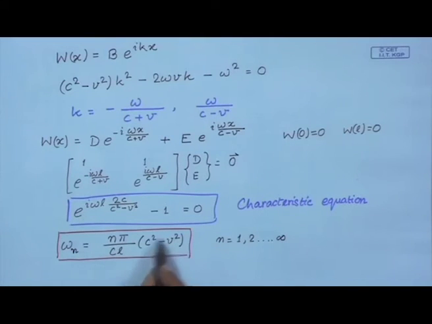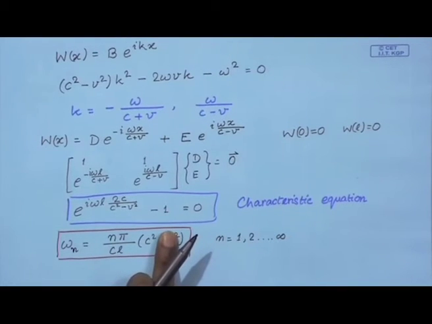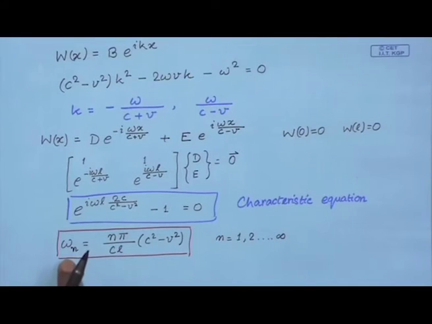Here you can immediately see that if the translational velocity is 0, then it reduces to the circular natural frequency of a normal string. Now, here we have this term c square minus v square, and there is a possibility that v might be equal to c. As you well understand, when a system loses stiffness, its natural frequency goes to 0. So, when v equals c, all natural frequencies go to 0.